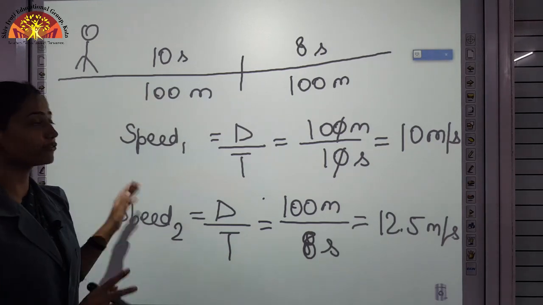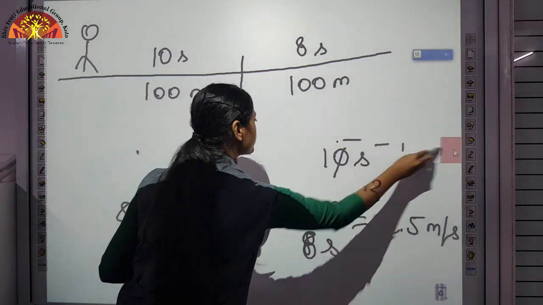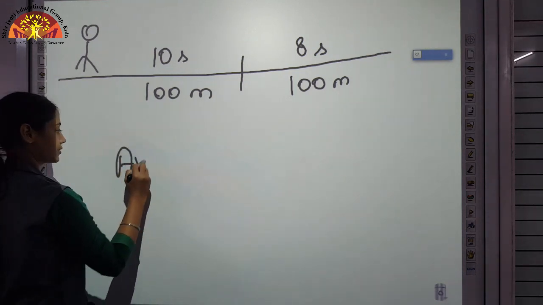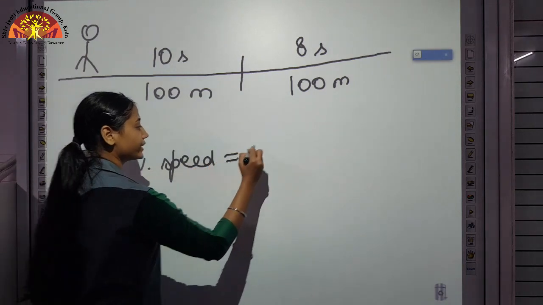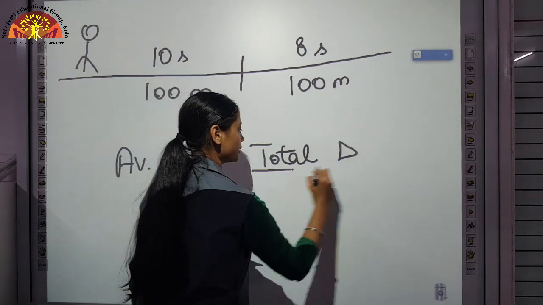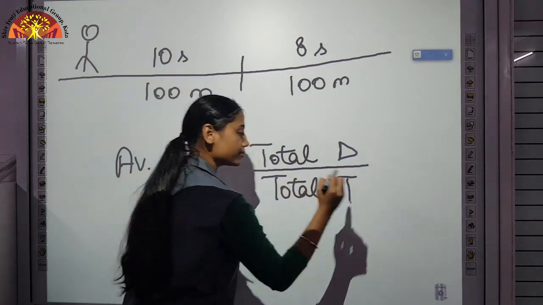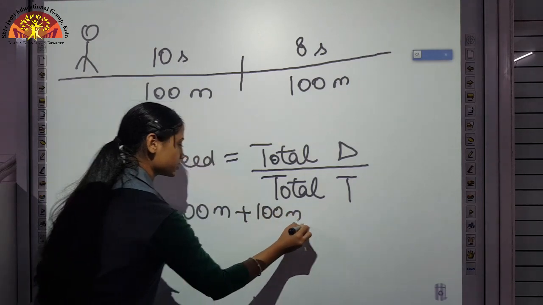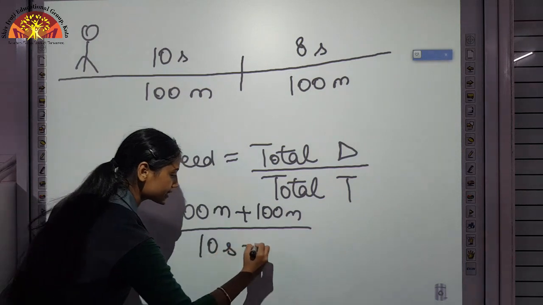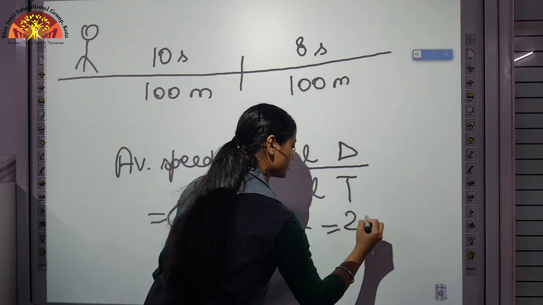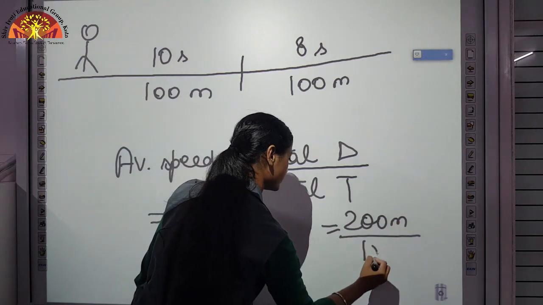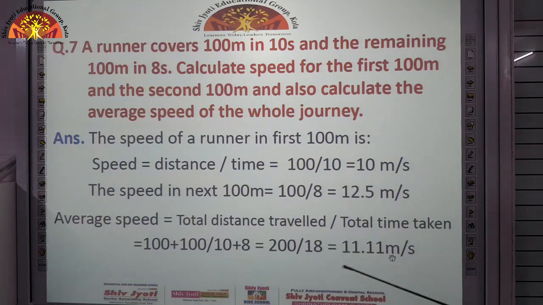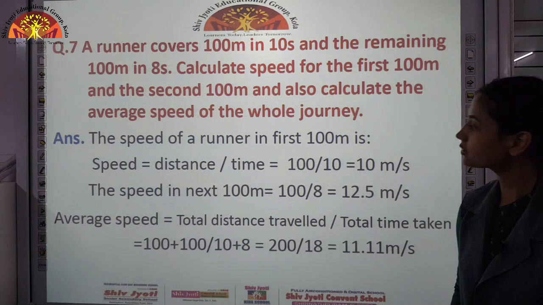Now, we have to calculate the average speed. Now, how do we calculate average speed? Do you remember the formula for average speed? In this, we take total distance travelled divided by total time taken. So, total distance is 100 meter in first part and 100 meter in next. Total time will be 10 seconds plus 8 seconds. After calculating, 200 meter upon 18 seconds. So, your average speed will be 11.11 meter per second. Understood this question?